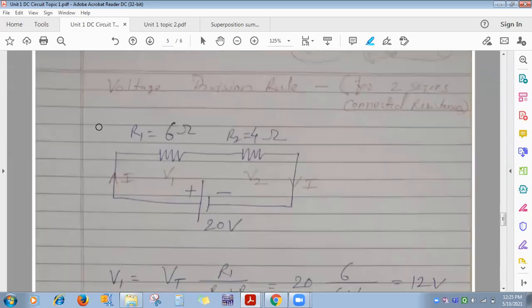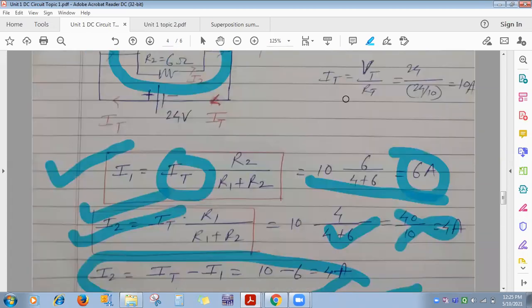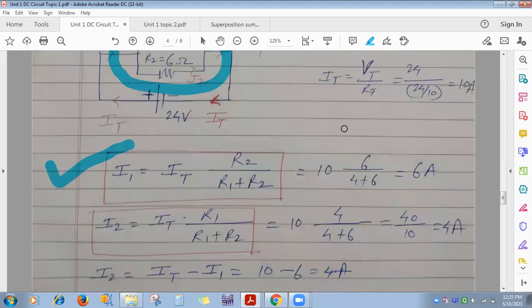Okay, next. So the voltage division rule. See, for the current division rule, I told you two resistances are connected in parallel. Similarly, for the voltage division rule, two resistances are connected in series only. If the resistances are in parallel, then the voltage drop is the same, that we have just seen. Means we'll again come back to this parallel connected resistances. What is the conclusion here?